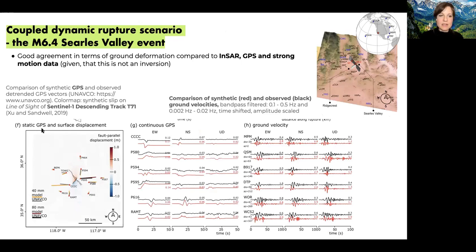Here we're comparing static GPS and surface displacements of our model in orange and dark red to UNAVCO data and Sentinel-1 descending track recordings. Here we're comparing continuous GPS and ground velocity measurements in red of our synthetics and in black of observations, bandpass filtered up to 0.5 Hertz.